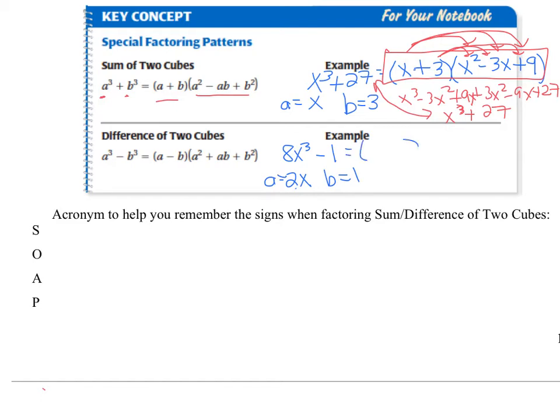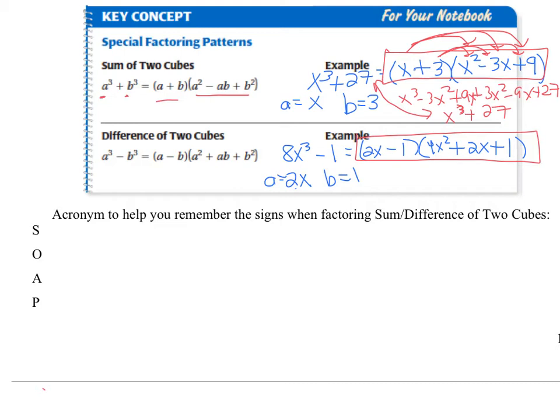Alright, so it'll factor into a binomial times a trinomial. We fill in the a value, same sign as the original b value. Square the a value, so 2x times 2x gives us 4x squared. Do the opposite sign of the original, so because it was a minus to start out with, now we have a plus. Find the product of a and b, always positive, b squared. So there's your factorization, and again, if you multiplied that out, you would see that all of the inside terms would cancel out, and you'd be left with 8x cubed minus 1, what you originally started with.